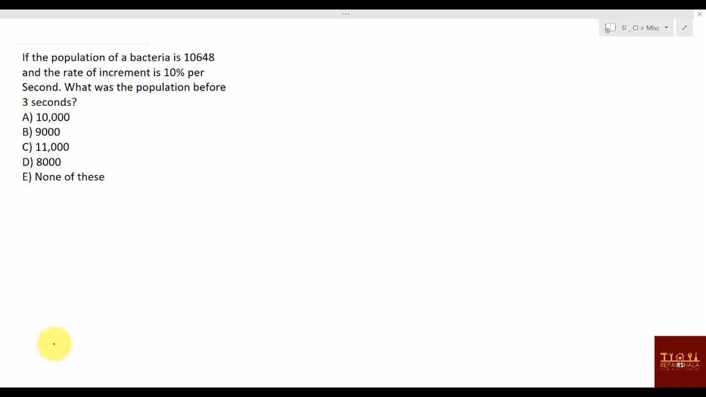If the population of the bacteria is 10648 and the rate of increment is 10% per second, what is the population 3 seconds before? Suppose before it was x, and it is increasing by 10% per second, means after first second, after second second, and after third second it is 10648. They are asking about 3 seconds before. Find the 3 seconds before.